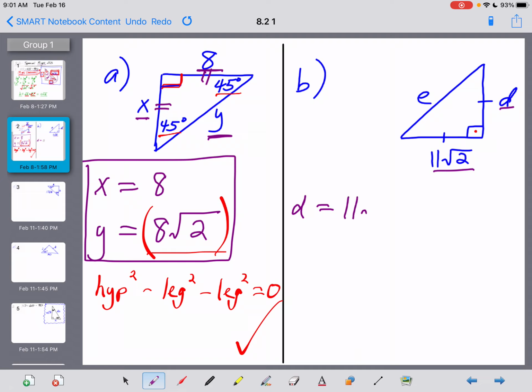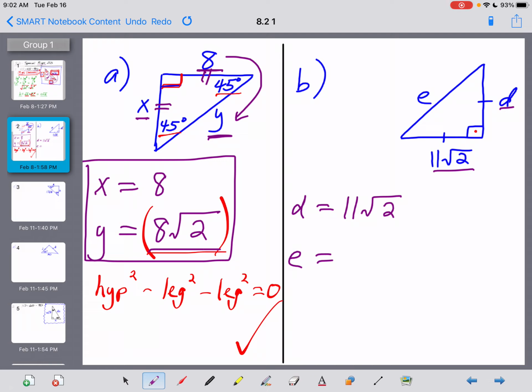All right, D is one of my legs, which is congruent to this leg right here. D is also going to be 11 times the square root of 2. E, though, is just a little bit more interesting. E is the hypotenuse. And if you look back at example A, the way we got from leg to hypotenuse was to multiply your leg by the square root of 2. And in A, we simply took 8 times the square root of 2, and you can't simplify that at all. We got 8 root 2.